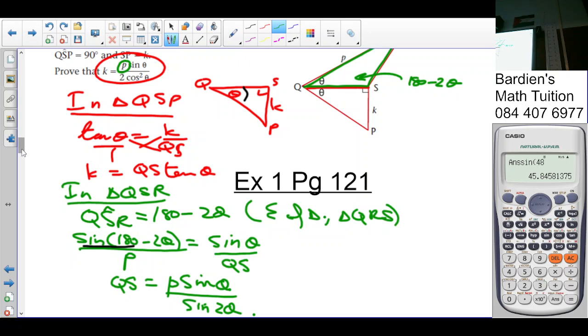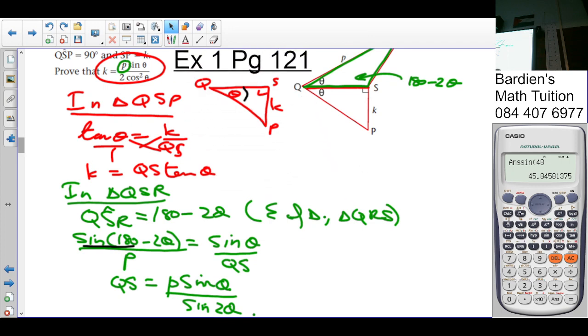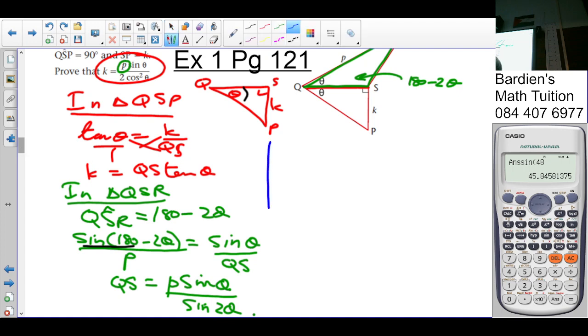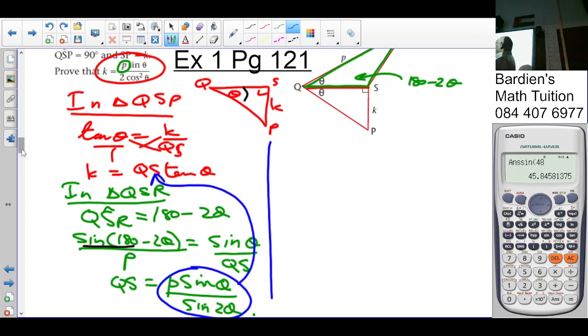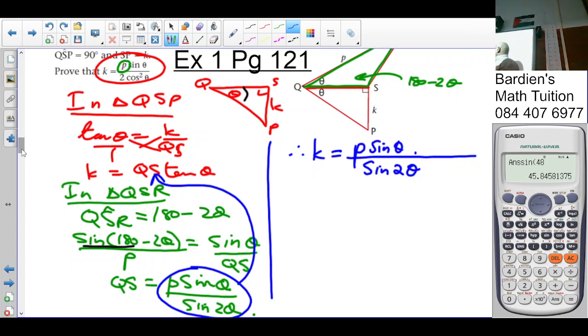Okay. You see now we've got QS in terms of P sine theta and sine 2 theta. Can you see that, people? So what I do is I replace QS in the first formula with that. We can now say therefore K is equal to QS, which is P sine theta over sine 2 theta, times tan theta. Where does this tan theta belong? It belongs to the numerator. Okay, so it's tan theta. You see here?